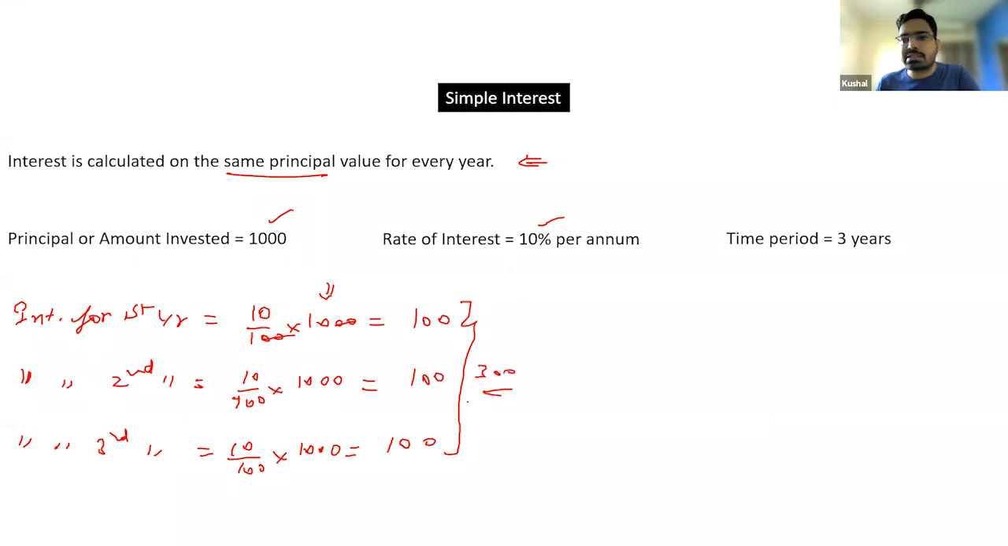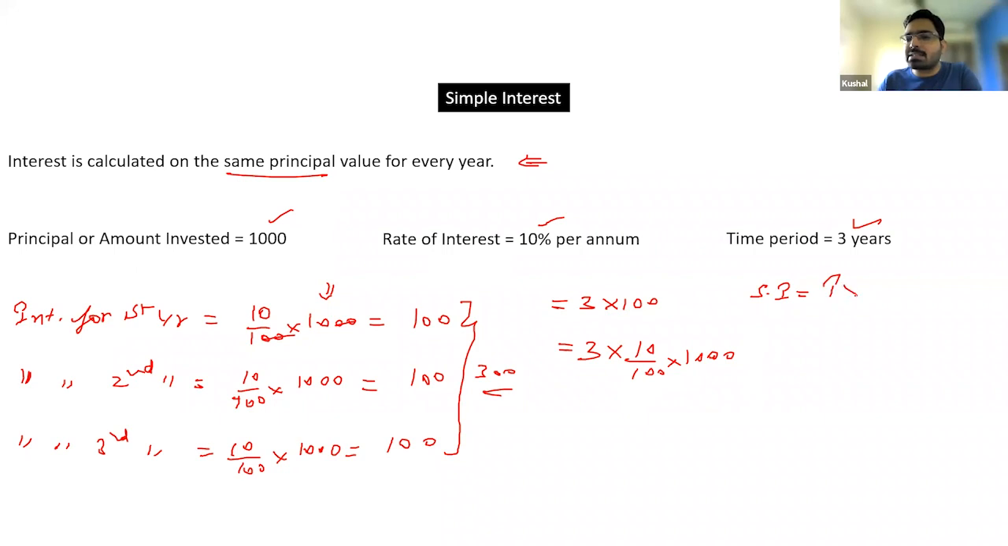Let us understand the ways in which you can write this 300. For example, I can write it as 3 into 100, because 100 has been added 3 times, right? And what was this 100? This 100 was nothing but 10% of 1,000. So can I then simply say that this is 3 into 10% of 1,000, which now brings me to an important formula that we have all probably mugged up since our childhood days. 3 represents the time period.